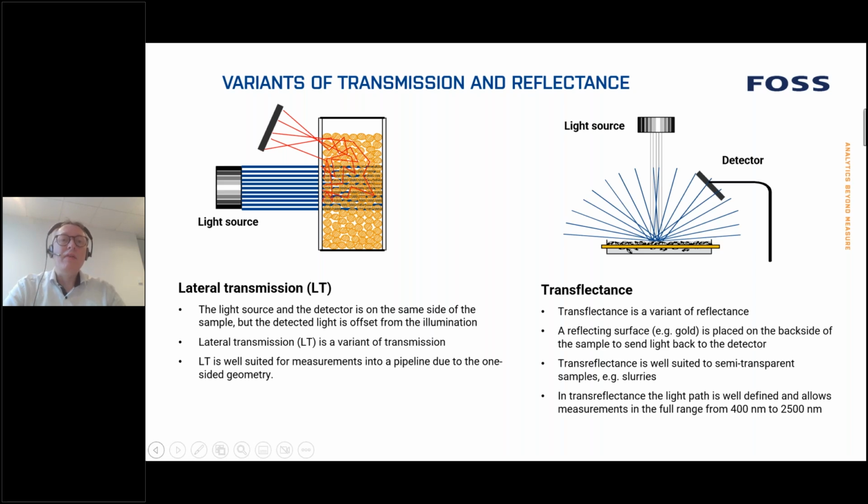Finally, there's the transflectance geometry, which is a variant of reflectance. In this case, you put a reflecting surface on top of the sample in order to enhance the back-reflected light to the detector. This is well suited for semi-transparent samples, for instance slurries and some olive samples as well. In transflectance, the advantage is that the light path is well defined. It also allows access to the full range that Sabri mentioned, from 400 nanometers to 2500 nanometers.